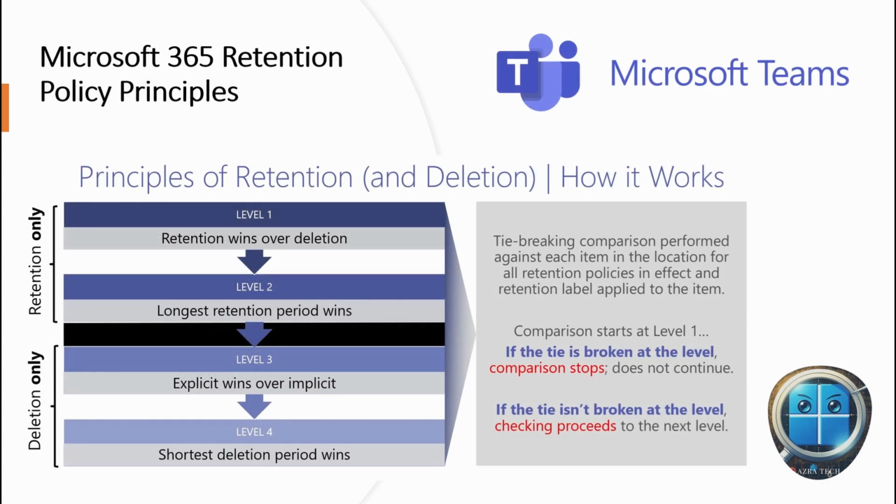This is another view of it. We talked about level 1, level 2. This is only for retention, and then going to level 3, that only applies to delete policies. So this is another chart there, just for your information.